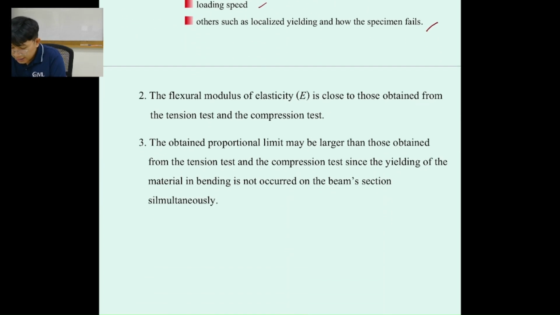And then you can see that the flexural modulus of elasticity E is close to the one obtained from the tension test and the compression test. So E over here comes from the same source, which means you can just compare with another labs after you test it for the bending. You also can compare it with the compression and tension too. Okay.